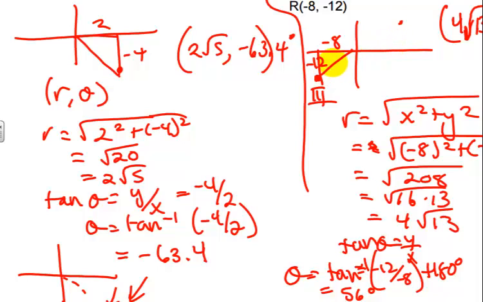You can clearly see that my point is not in quadrant 1. So we're just going to add 180 degrees to it to get to the third quadrant. So our answer is actually going to be 236.3. Well, I'm totally off there. 236.3.